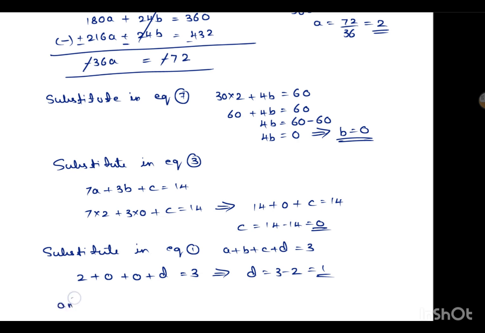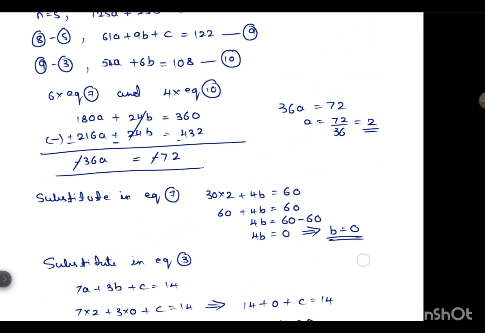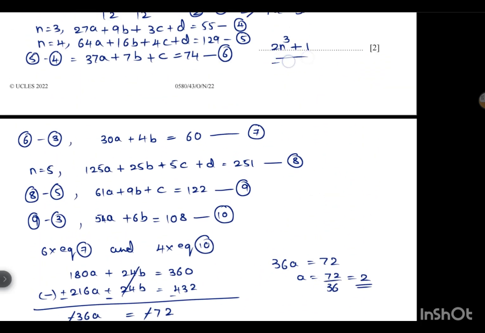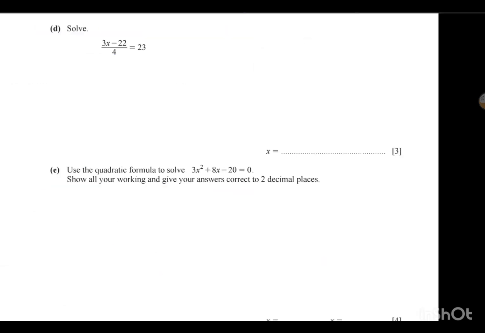Now the nth term is this. Substituting A value as 2, you get 2n cube. B value, if you put 0, 0 into n square will be 0 only. C value, if you put 0, 0 into n is also 0. Then D value, if I put 1, it is just 2n cube plus 1. This is the nth term. So you can write that as the answer. This is done.